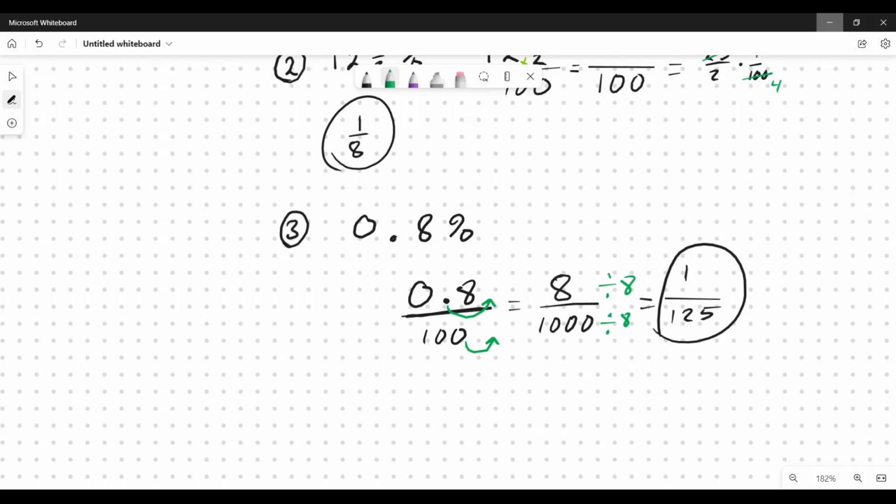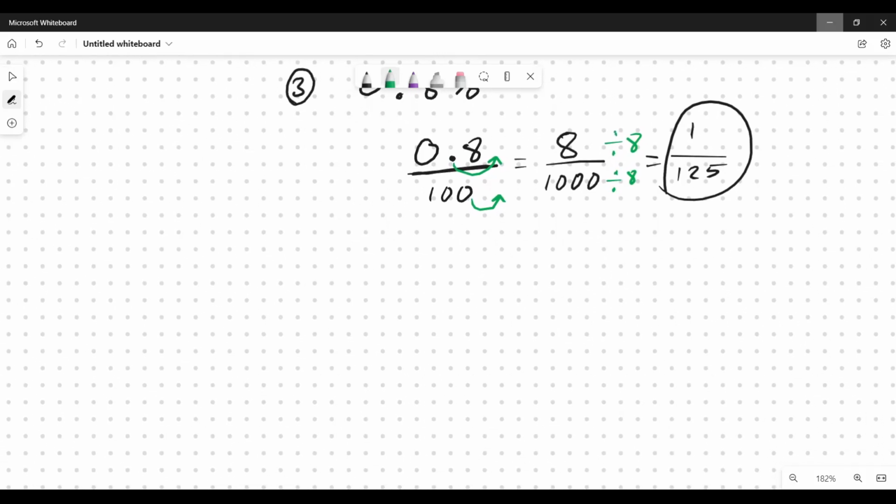Yeah, I thought so. We're going to do a fourth example, and then we're going to do a couple more group practices. 175%.